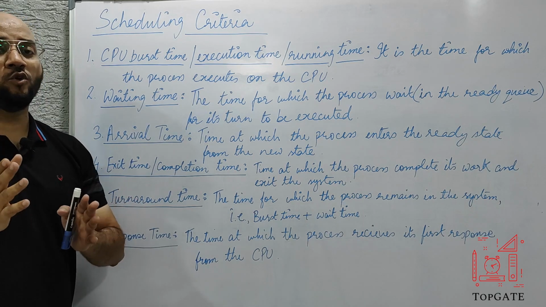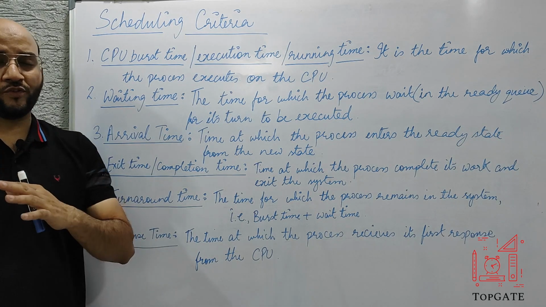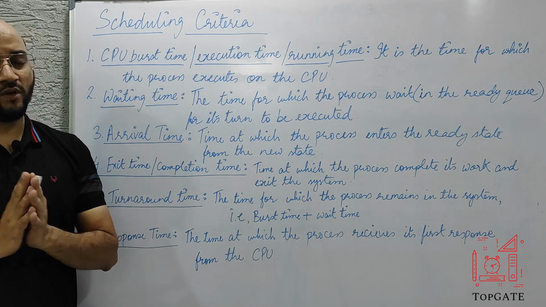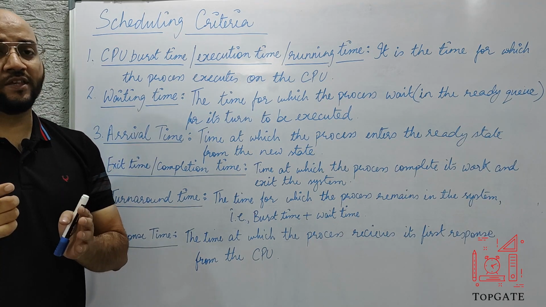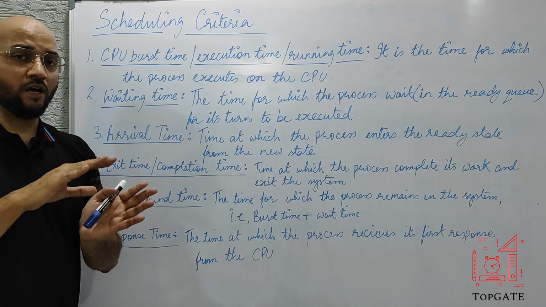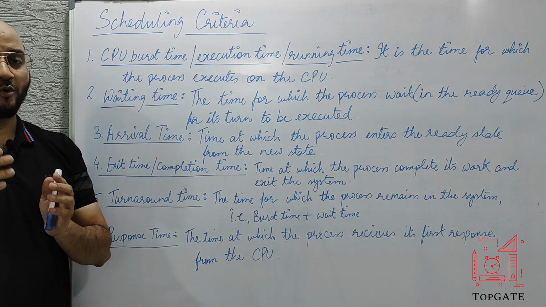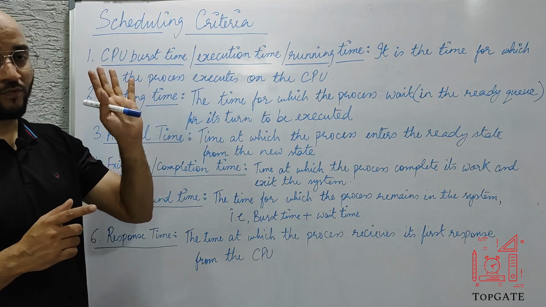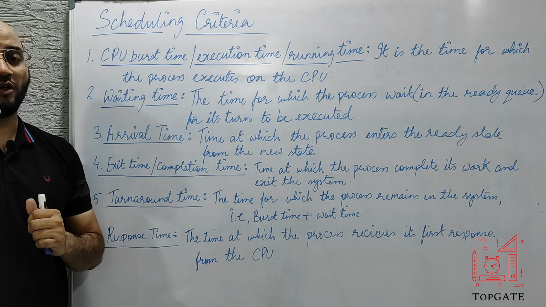Now remember, I told you that the process has 2 works to do. Either it executes on the CPU, or it can also execute on the input-output devices. The burst time is only the time for which the process is executing on the CPU and not working on the input-output devices. So if the process switches from the CPU and goes to the waiting state, then the time for which the process is doing input-output will not be considered in the execution time or the burst time. So what is the burst time? Burst time is the time for which the process is executing on the CPU.